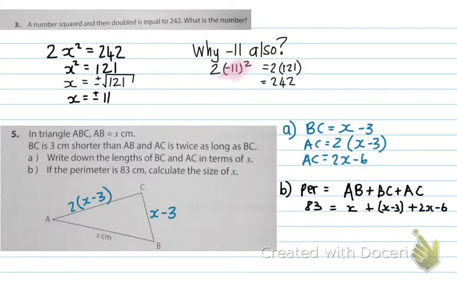Now, I'm going to add all the x's because they are like terms. x plus x plus 2x is 4x. Then the numbers, minus 3 minus another 6 is negative 9. And on the left-hand side, I still have 83. Then the negative 9 goes over, it becomes positive 9. So 83 plus 9 is 92 is equal to 4x. To get x alone, I'm going to divide by 4, which gives me 23. So x will be 23 centimeters. Alright, and that's it for today.